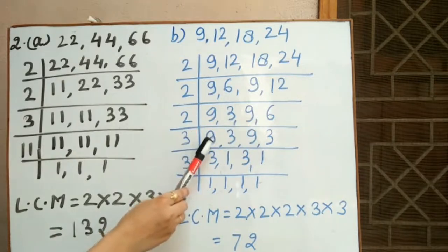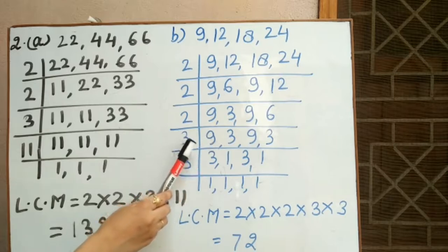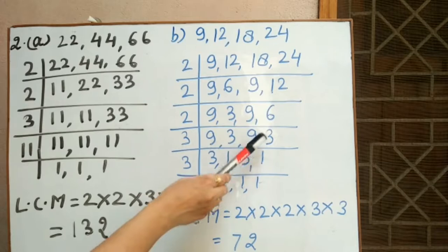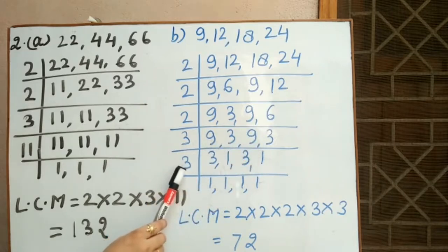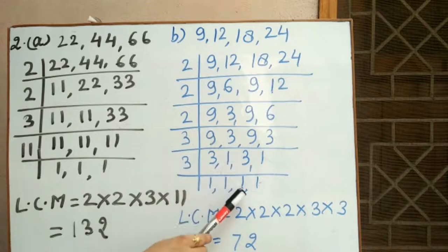And we know that 9, 3 can be divided by 3 only. 3 threes are 9, 3 ones are 3, 3 threes are 9 and 3 ones are 3. Again we will write here 3. 3 ones are 3, we will write 1 as it is. 3 ones are 3 and 1. LCM is equal to 2 into 2 into 2 into 3 into 3 is equal to 72. 72 is your answer.